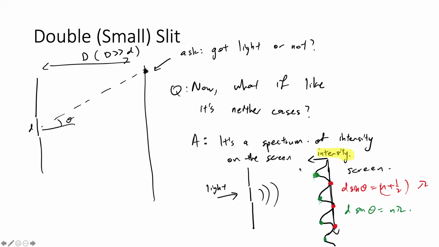So to answer the question, what if it's neither case? If it's somewhere in between, like maybe where my mouse is right now, then it will be neither completely destructive nor completely constructive, but in between. The intensity will not be as bright as the constructive place, but neither will it be as dark as the destructive place.